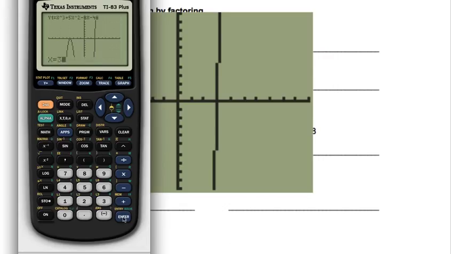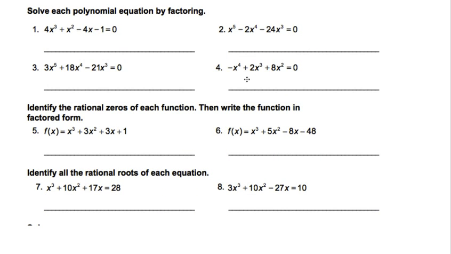Hit trace. 3, enter. Does 3 work? Yep, it gives me 0. Does negative 4 work? Yep, it gives me 0. So what should I do? I pick one of those. Which one do you want to do? It makes absolutely no difference. But it's 3 in the backwards L with the 1, 5, negative 8, negative 48. Agreed?